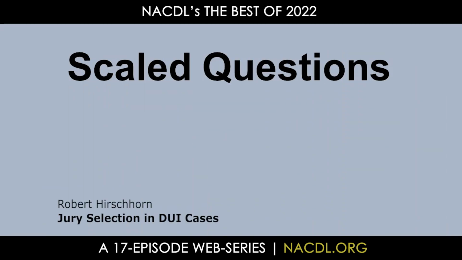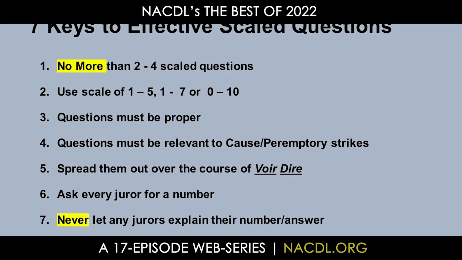Okay, now we're at scaled questions. Here are the keys. No more than 2 to 4 questions. Any more than 4, and the only place you're going to do 4 questions is my hour-and-a-half venue and my unlimited time venues. That's the only place you'll do more than 4. But for the rest of us mere mortals that have these horrible time limits put on us, 2 is probably the best you can do. 2 scaled questions. Next. Use a scale of 1 to 5, 1 to 7, or 0 to 10.